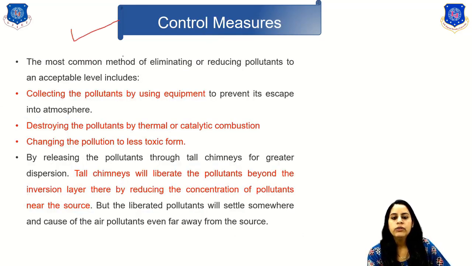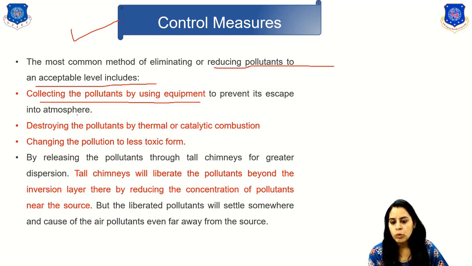Okay, the next one, which is the control measures. Basically the most common methods of eliminating or reducing the pollutant to the accepted level include, first, collecting the pollutant by using equipment to prevent its escape into the atmosphere, right? Now, destroying the pollutant by thermal or catalytic combustion. Then changing the pollutant to a less toxic form, right? So this is the way we control the pollutant, right?